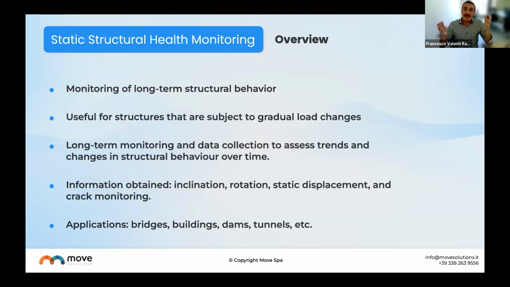Through the static structural health monitoring, we can gather valuable information that helps us understand the condition of the structure. This includes monitoring parameters such as inclination, rotation, or static displacement. As you can see, static structural health monitoring has a lot of applications, and it is good for most critical infrastructure like bridges, buildings, dams, and tunnels.